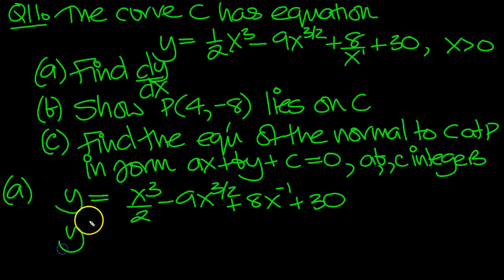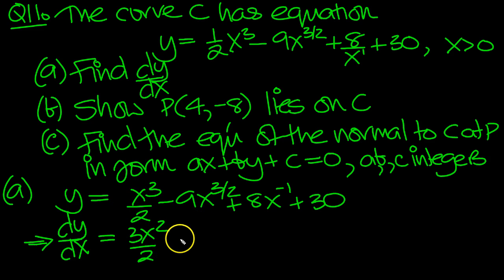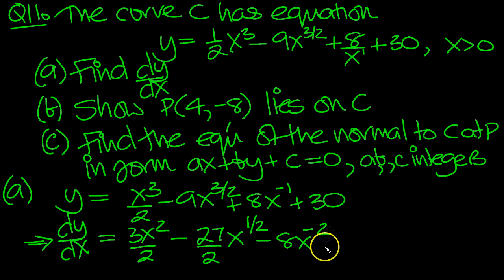So that tells us then differentiating, dy/dx. Differentiating term by term, 3x squared over 2 minus, the 3 over 2 comes down to be with the 9, so it's 27 over 2, isn't it? x to the 1 less than 3 over 2, which is a half. Then the minus 1 comes to be with the 8 to make minus 8, x to the 1 less than minus 1 is minus 2, and the constant goes to 0. So dy/dx equals this.